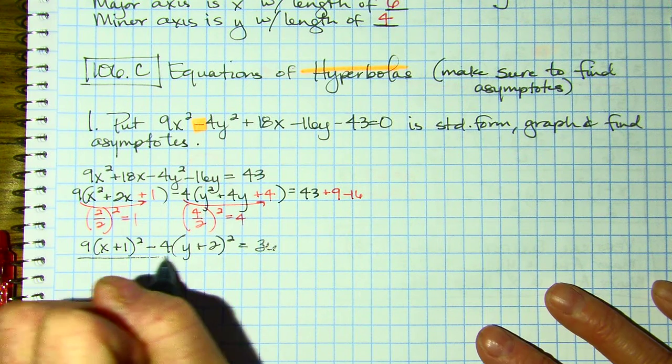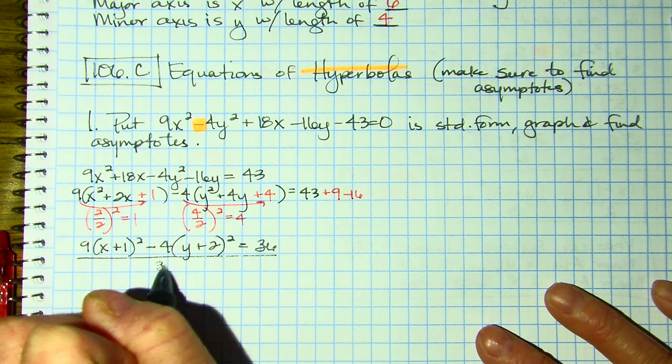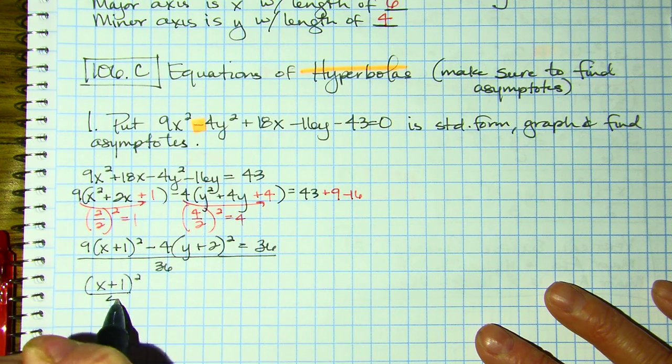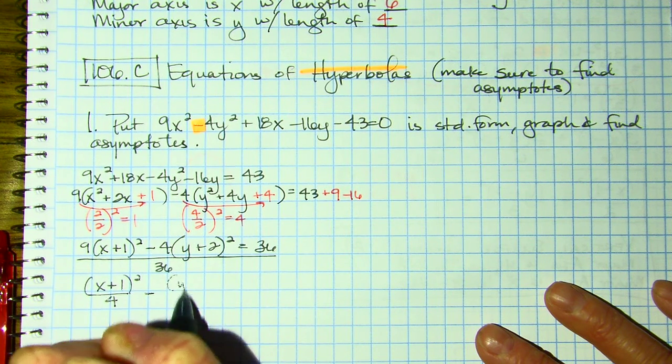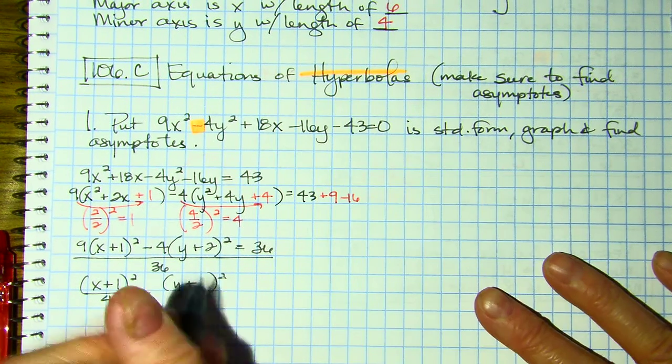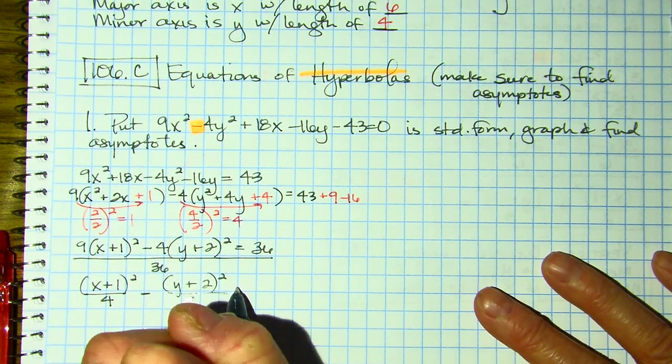Divide everything by 36. And I get x plus 1 squared over 4 minus y plus 2 squared over 9 equals 1. Whoops, I said 2, but wrote 9.